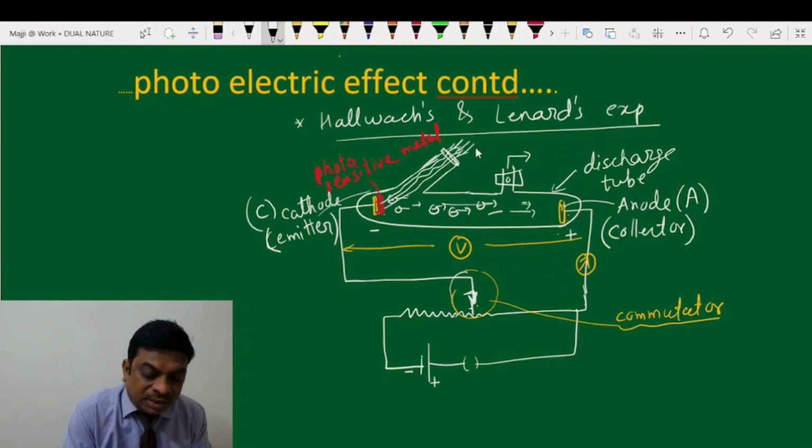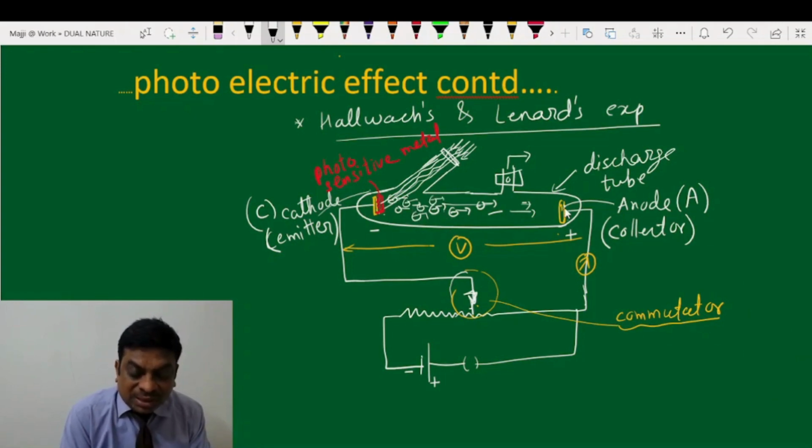Light of suitable frequency is made incident on the photosensitive metal. You can see it has been shown with red color. This photosensitive metal starts ejecting electrons, which are nothing but the photoelectrons, and these photoelectrons are attracted by this anode because the anode is maintained at a potential relatively higher than that of the cathode. You can see the positive terminal of the cell has been connected to this. So the electrons are attracted towards this, the circuit gets completed and a current flows.